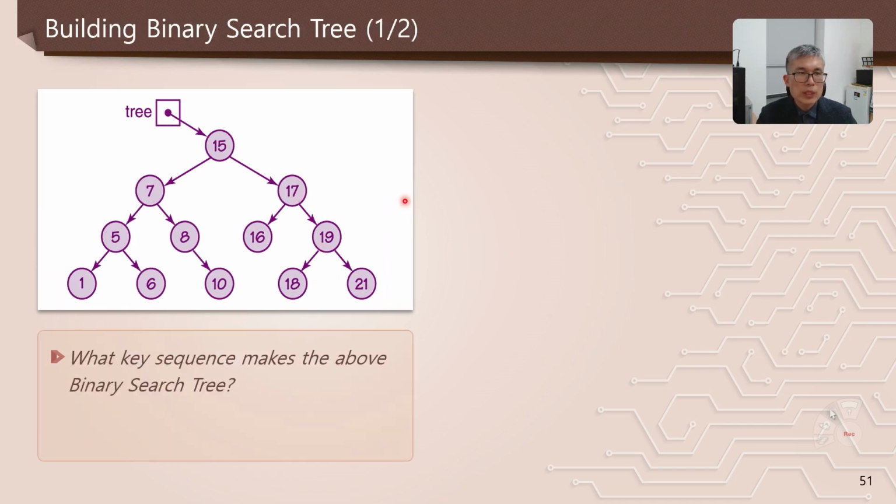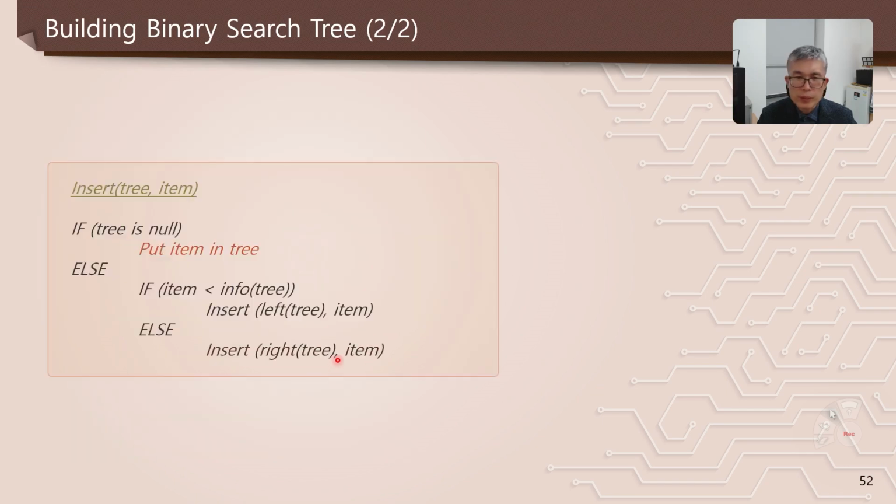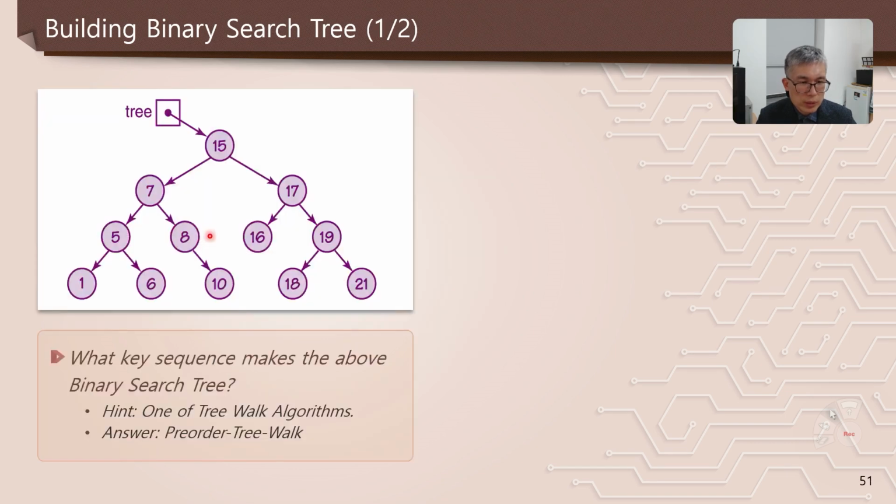So, binary search tree building case: what key sequence makes the above binary search tree? The hint is that one of the three tree walk algorithms can be used. So the answer is that the pre-order tree walk is used. You can think of it that way. And in the building binary search tree case, remember this is pre-order, right?